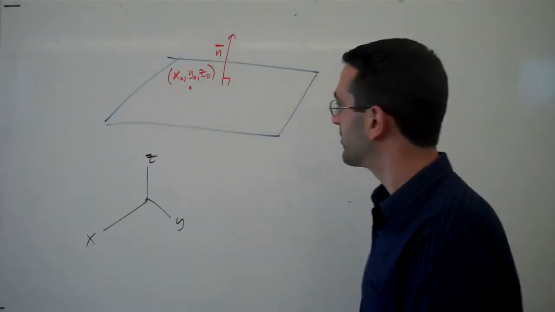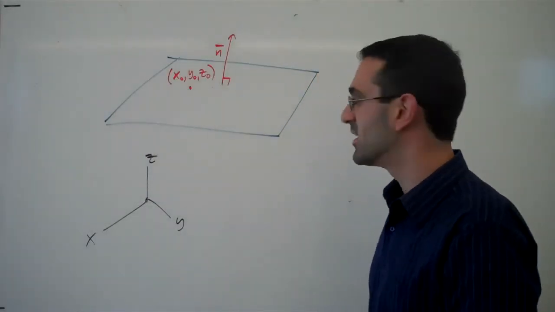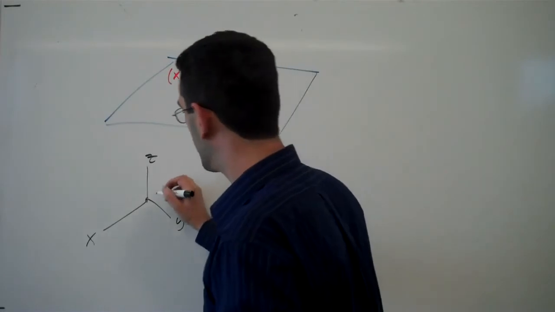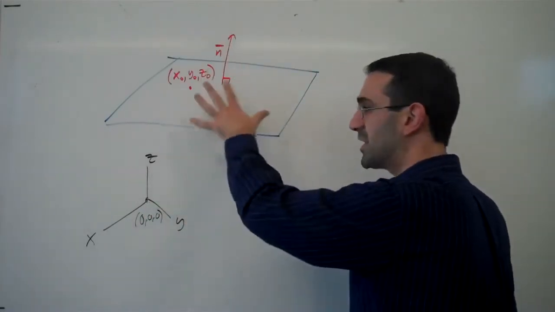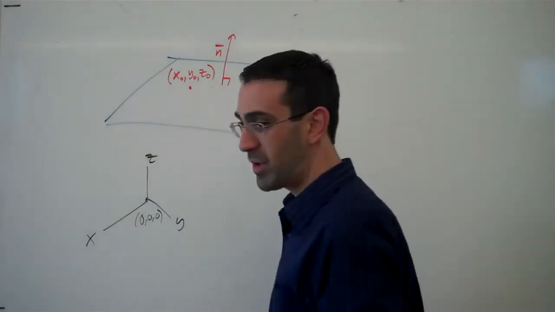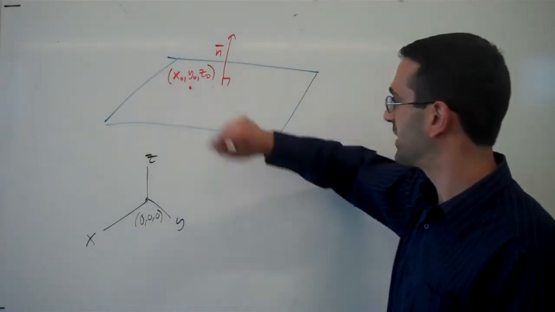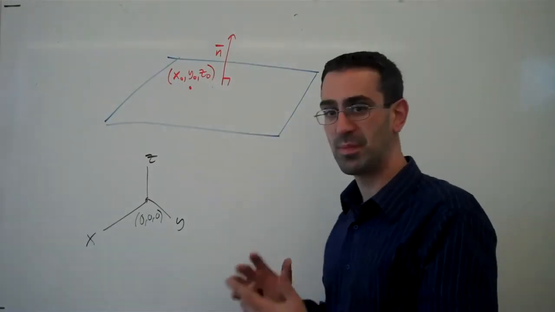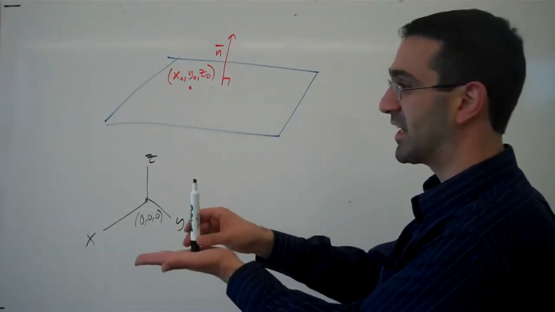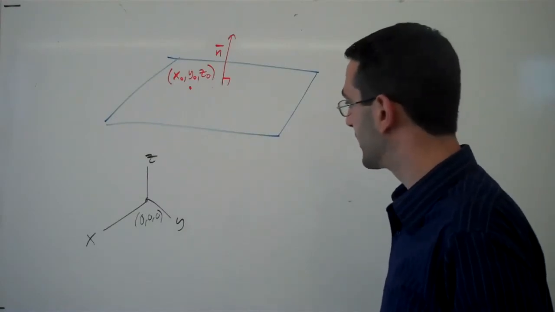So suppose we're trying to find the equation for this plane. We know that the origin is down here somewhere at the point 0, 0, 0. We have a plane up here, and suppose that we know a point on the plane, this x naught, y naught, z naught point, and we know a normal vector. We know a vector that is perpendicular or orthogonal to the plane, right? At a right angle to the plane.